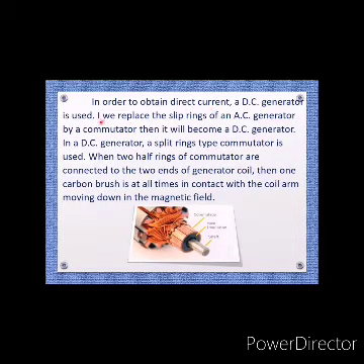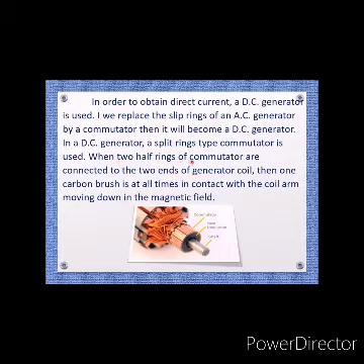direction. So here, in order to get this DC current, we need to replace the slip rings. Earlier we saw the construction of a generator, that too the AC generator. In the AC generator we used the slip rings, and if I change those slip rings with a commutator, that is nothing but the split rings, then that AC generator will become a DC generator. In a DC generator, split rings, that is a commutator, are used.